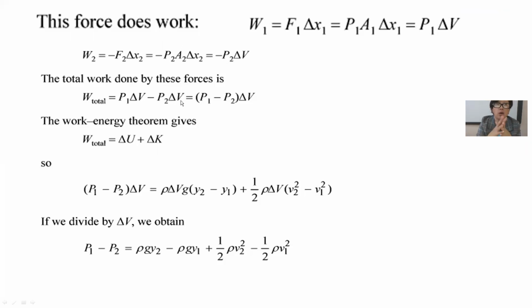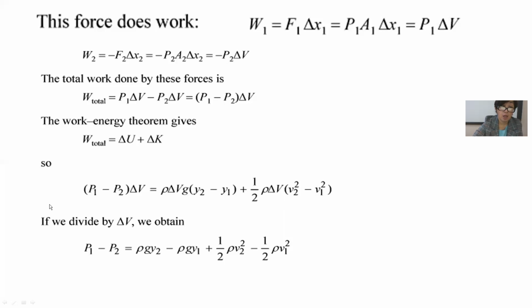The total work done by these forces is the change in pressure multiplied by delta V. The work-energy theorem gives the total work, W total, equal to the change in potential energy plus the change in kinetic energy. This is the formula for the work-energy theorem: the total work done by these forces equals the work-energy theorem.